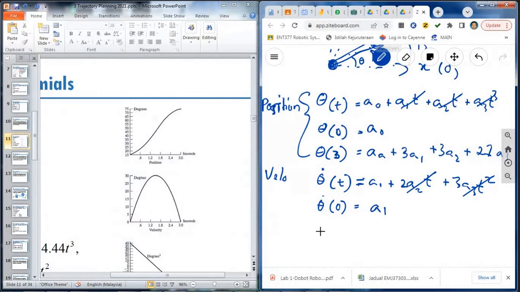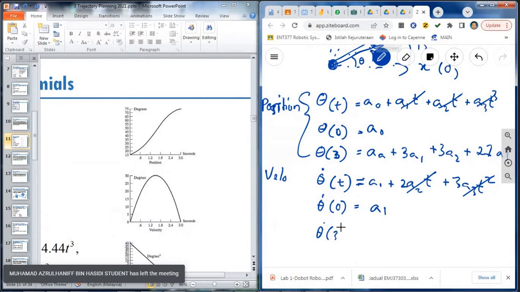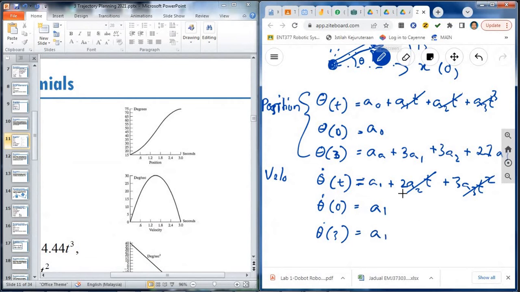Then at time equal to 3 seconds, you just replace t equal to 3. So velocity equals A1, plus 3 multiplied by 2 is 6, 6A2, plus 3 to the power of 2 is 9, 9 multiplied by 3 is 27.